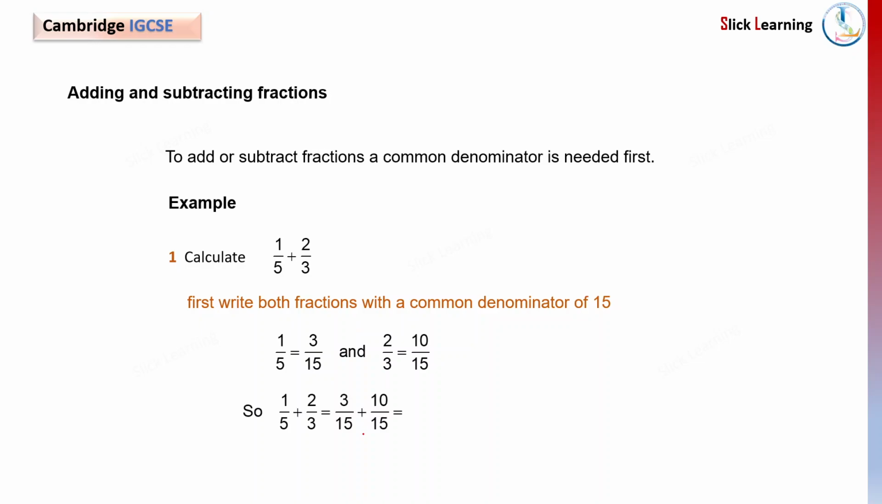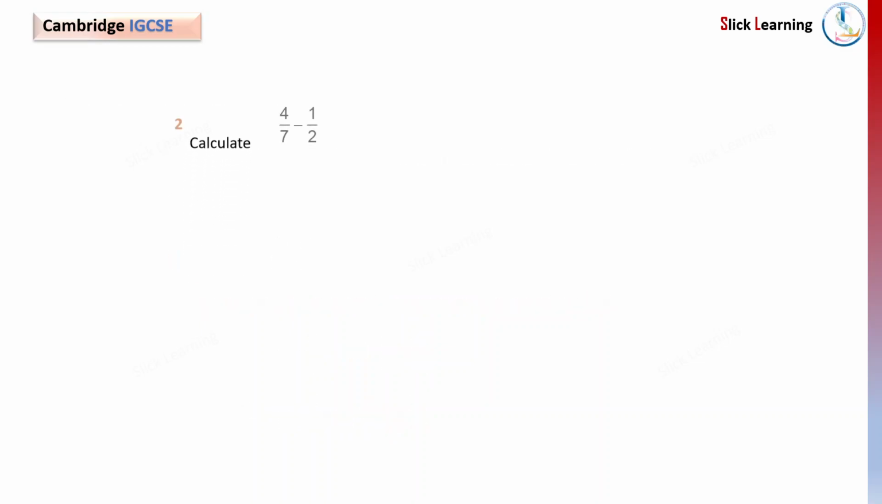Now we can add because the denominator is the same, that is 3 plus 10, 13 over 15. We are not going to add the denominators. The denominator stays as it is, we just add the numerators, 3 plus 10, that is 13 over 15. We are not going to add 15 plus 15. So your result is 13 over 15. Let's see a few more examples.